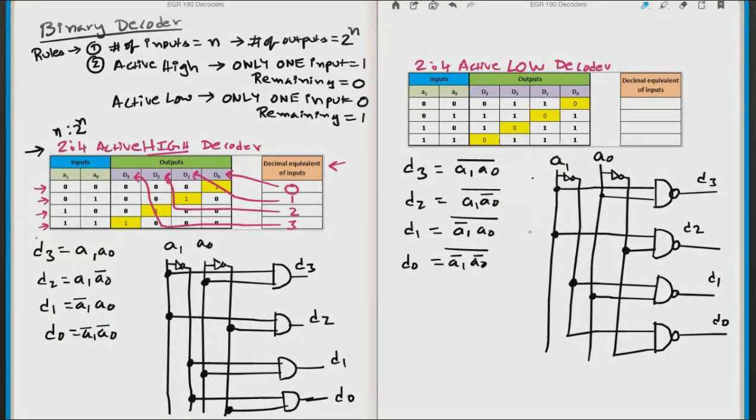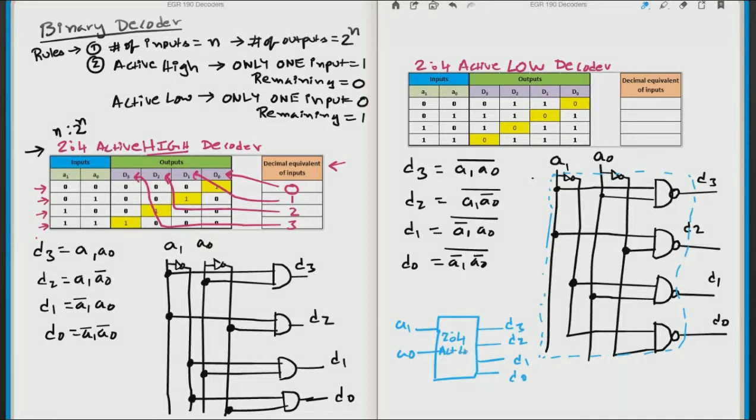So one thing we do is whenever we use an active low or active high or any of these decoders, rather than drawing this entire logic circuit, we derive it as something like a logic block. So instead of designing all this, all we do is put a simple logic block. On the left side, we write all the inputs, A1, A0. On the right side, we write all the outputs, which are D3, D2, D1, and D0. On the inside, we write the function, 2 to 4 active low decoder. That is how you design an active high or active low decoder.